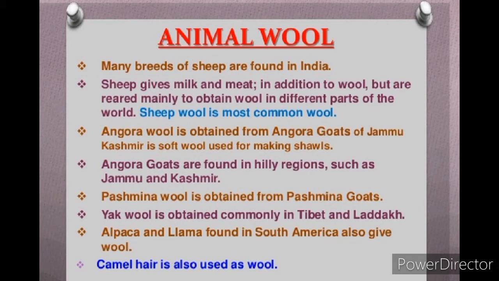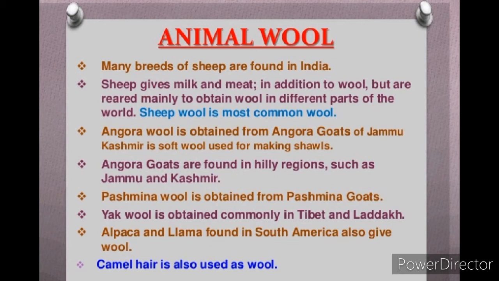But yes, many animals do have hair that gives wool to us. Next is Angora wool. It is obtained from Angora goats of Jammu and Kashmir, and it is soft wool used for making shawls. So Angora goats' hair is used for making shawls. Angora goats are found in hilly regions such as Jammu and Kashmir. They are basically found there only because it is a hill station place.